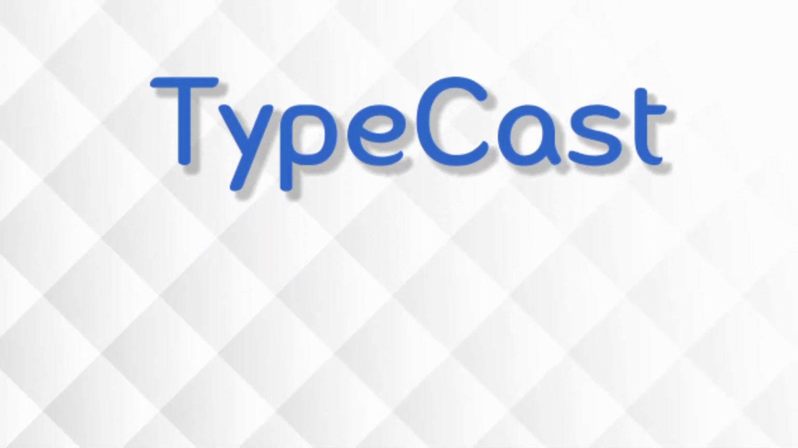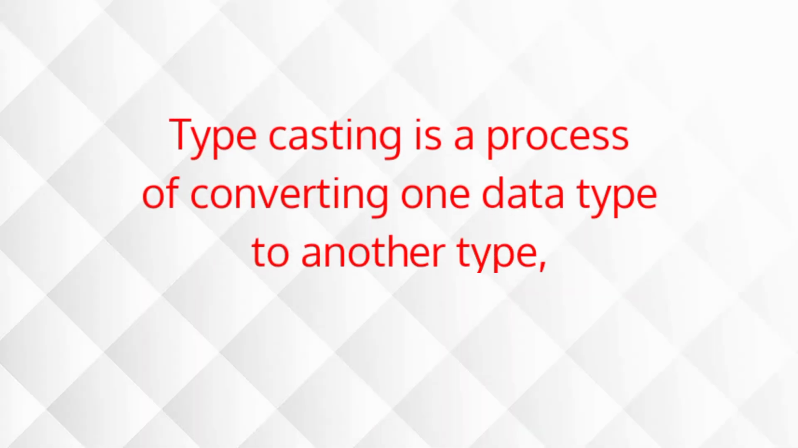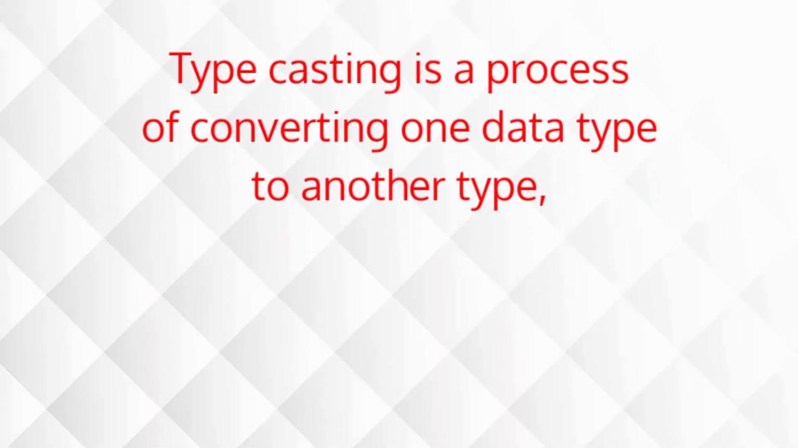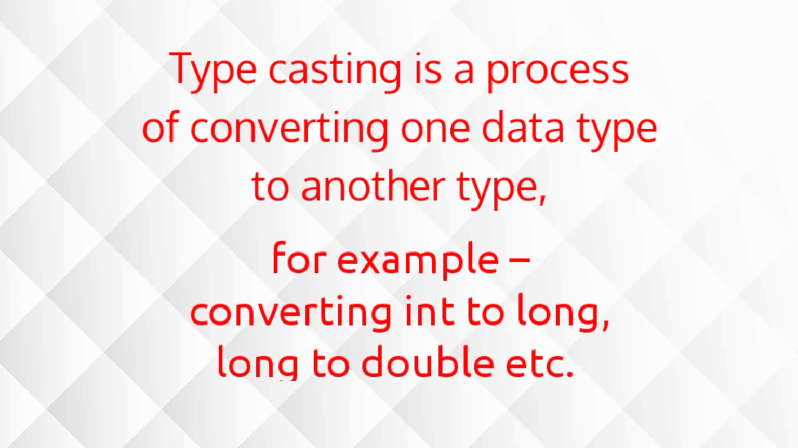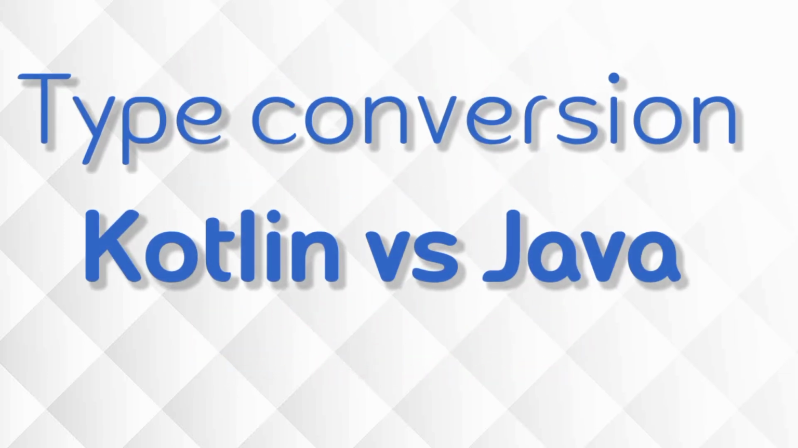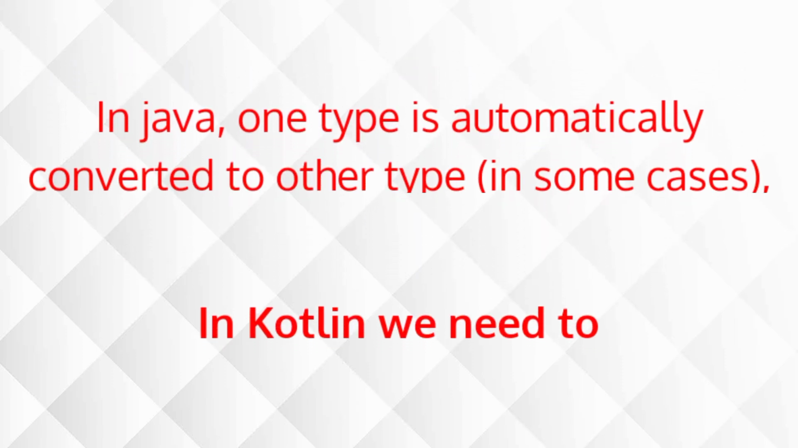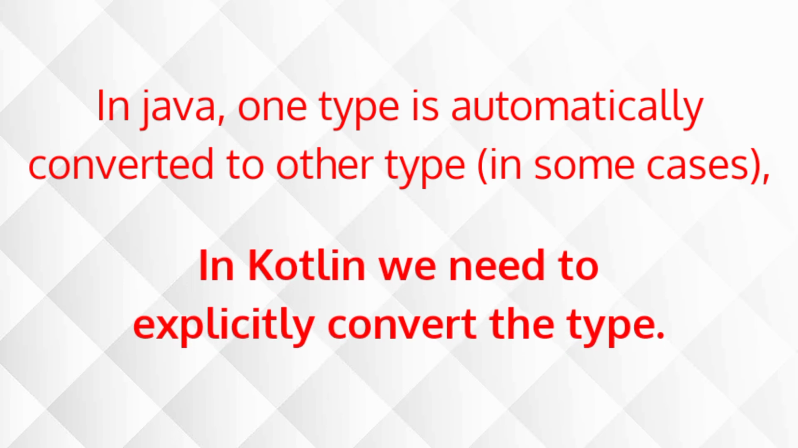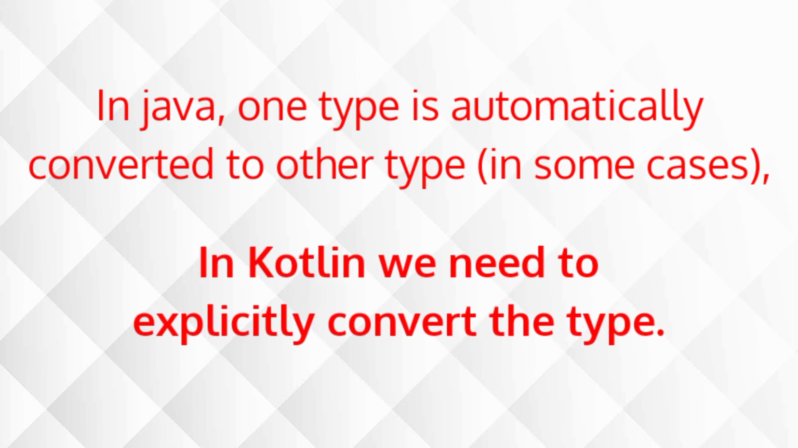Typecasting. Typecasting is a process of converting one data type to another type. For example, converting int to long, long to double, etc. In Java, one type is automatically converted to another type in some cases. In Kotlin, we need to explicitly convert the type.